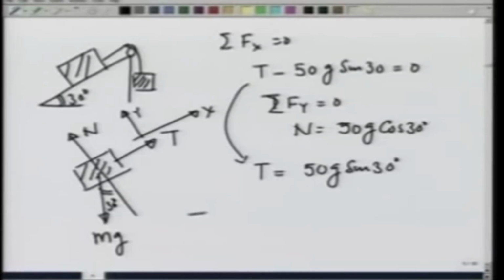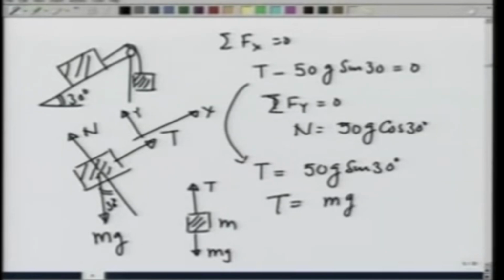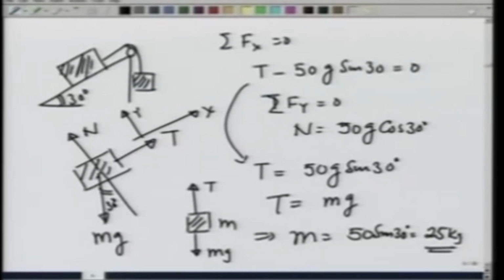If I look at the free body diagram of the small mass m, it has a tension T pulling it up and mg pulling it down. So, T equals mg, and that gives me m is equal to 50 sine 30, or 25 kgs. Just 25 kgs would balance this mass on the ramp.